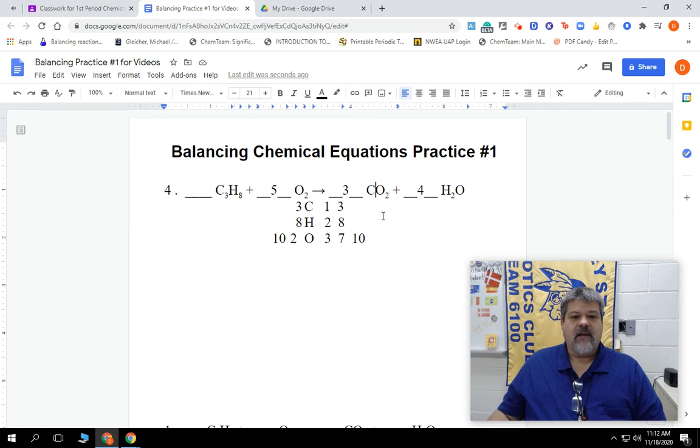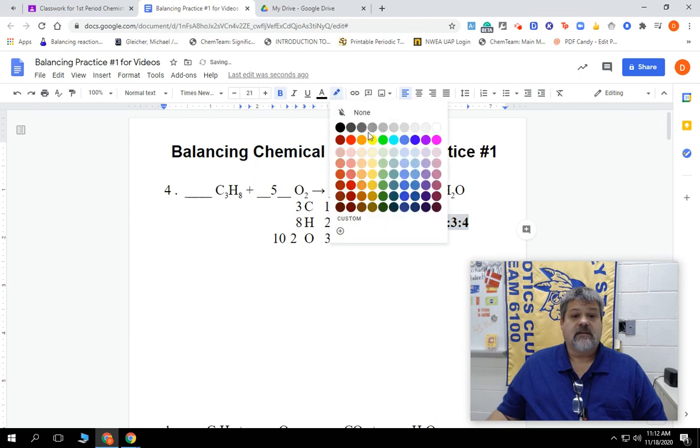So what is my molar ratio? My molar ratio is 1 to 5 to 3 to 4. And I always look at it, can I reduce any of these numbers? I cannot. So we're going to go ahead and say that's it.